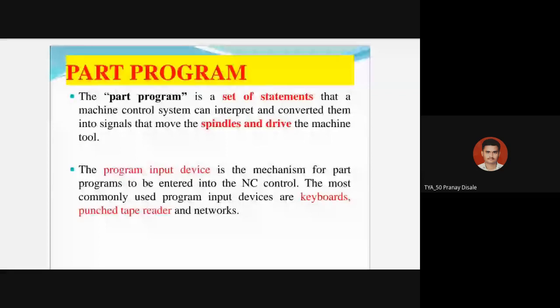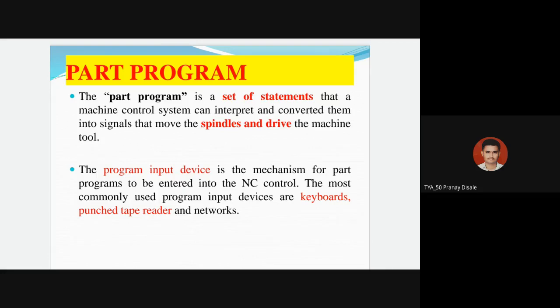With a keyboard, the operator has to be at the machine stage. But by using the internet, from my hometown I can handle all the machines. So this is nothing but the part program.